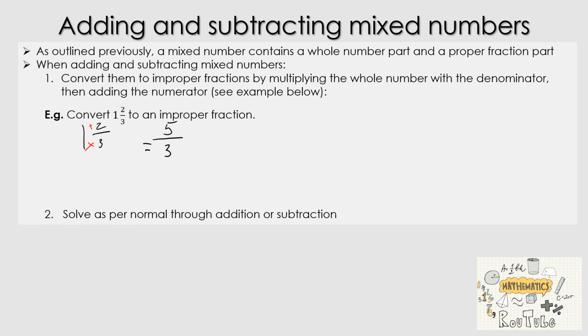And then the second step, once we have that, is we just solve as per normal through addition or subtraction. So we either add or subtract if they have the same denominator, or if they don't have the same denominator, use the examples that we went through previously to locate the LCD, and then we can add or subtract.